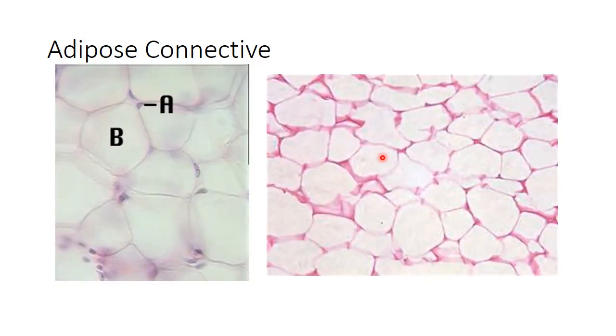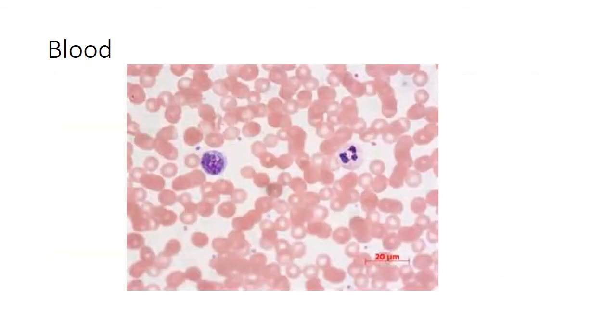Then we have adipose. So adipose, see, there's the nucleus. Nucleus is smooshed off to the side. And the cytoplasm is filled with lipids. It's called an adipocyte or adipose. Or fat, right?